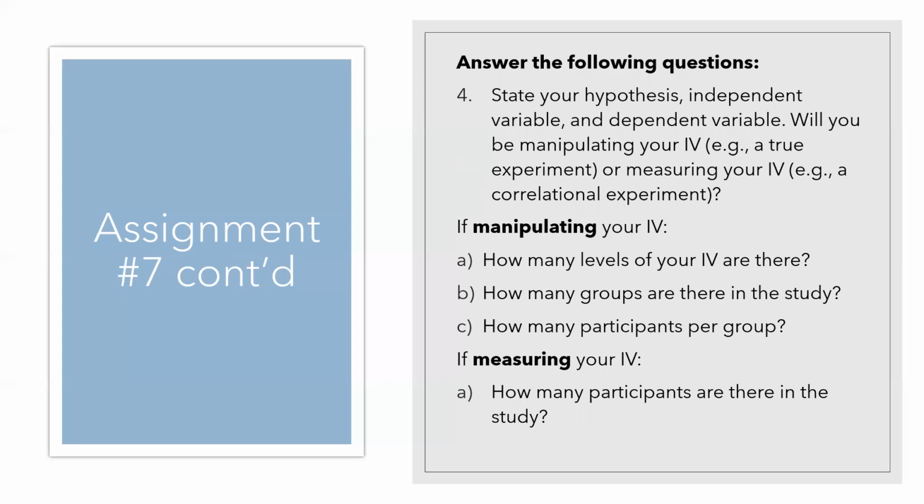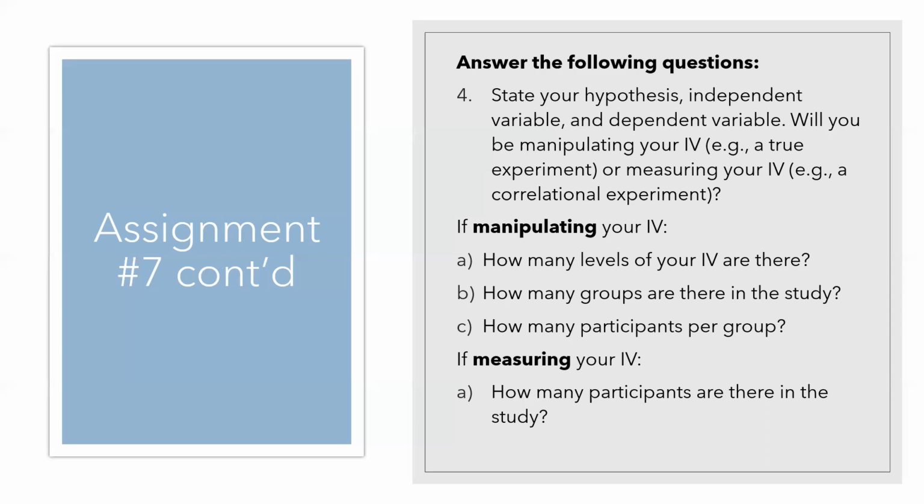Consider, will you be manipulating your independent variable? So do you have a true experiment, or will you be measuring your independent variable, i.e. a correlational experiment? So if you are manipulating your independent variable, how many levels of it are there? How many groups are there in the study? Often there will be the same number of groups as there are levels of your independent variable because it's one group per level. That makes sense.